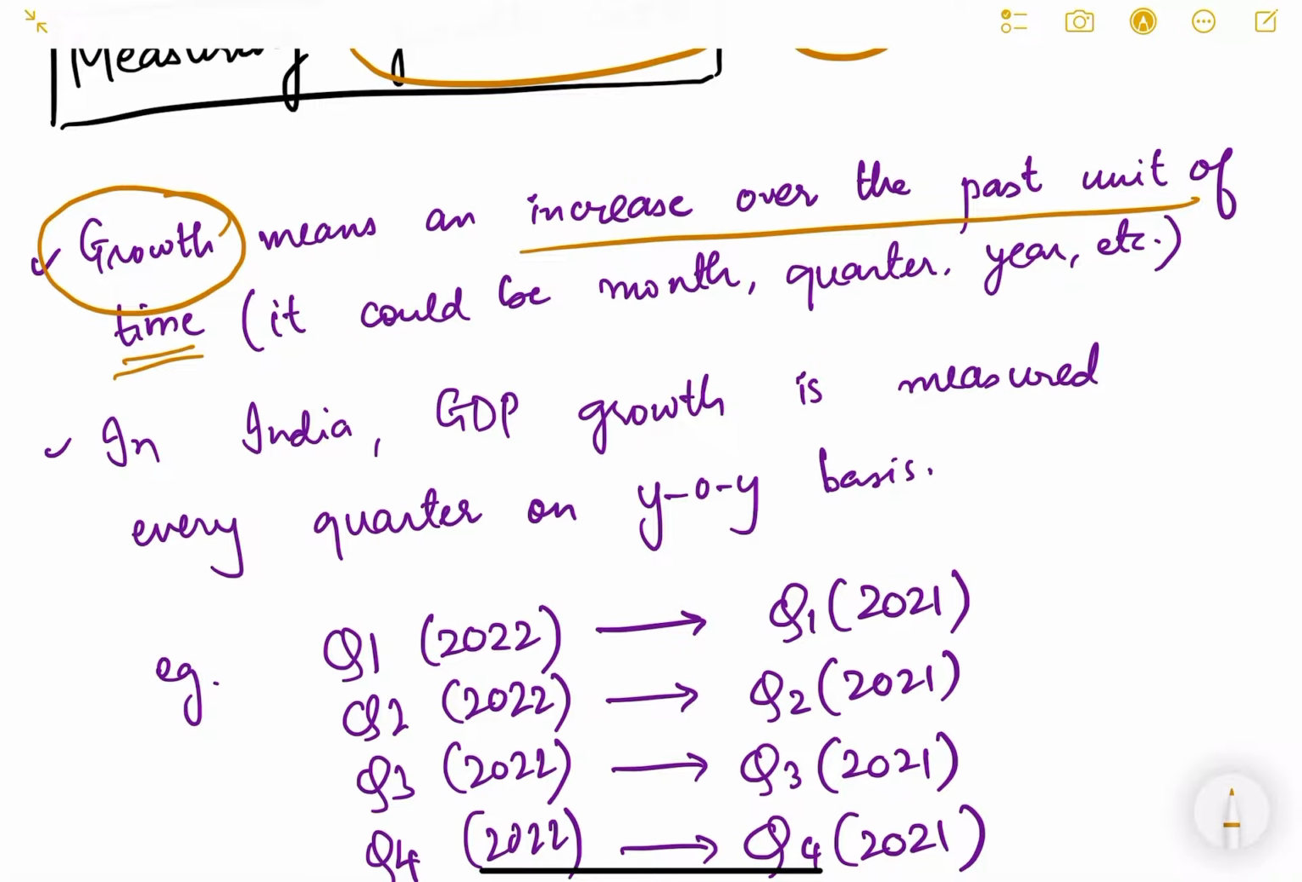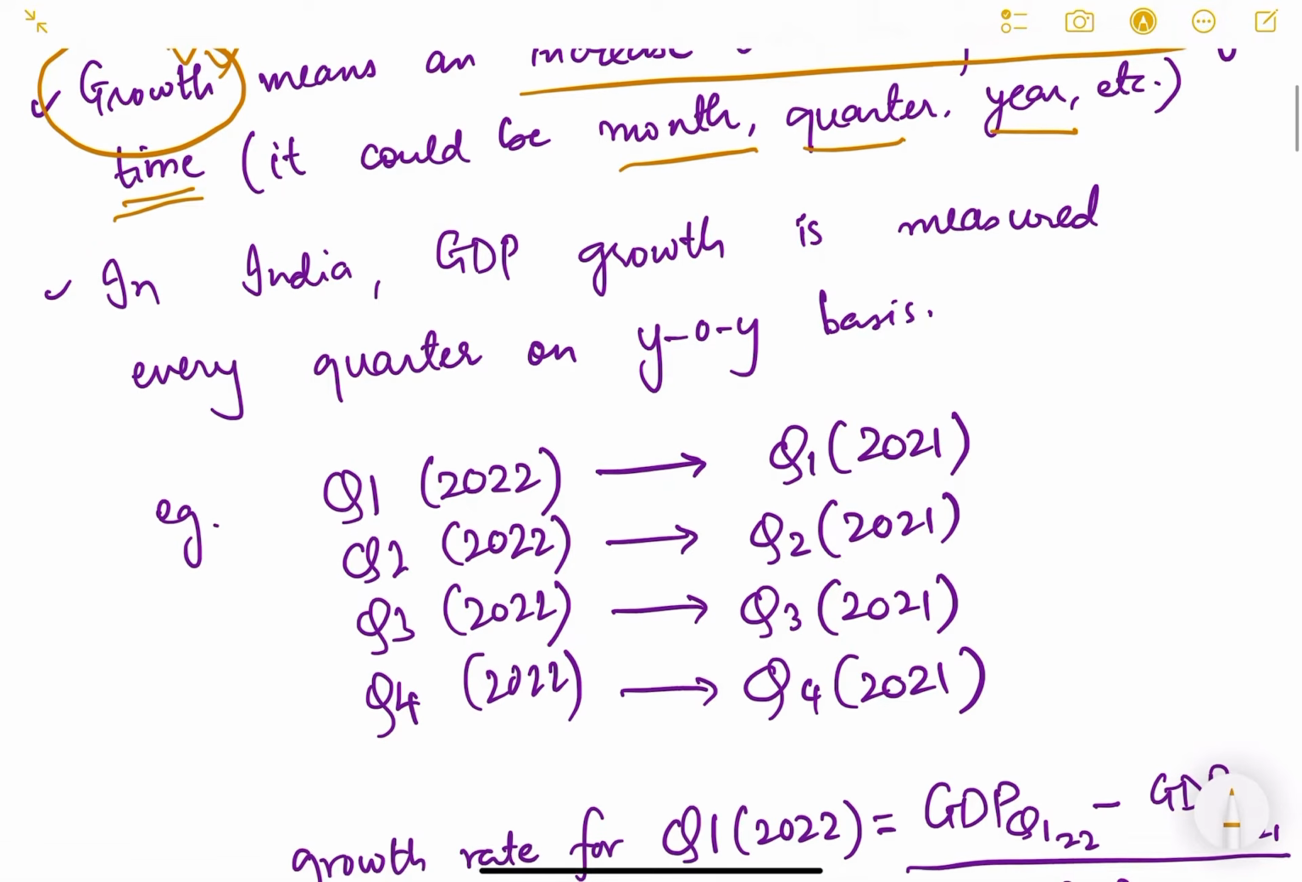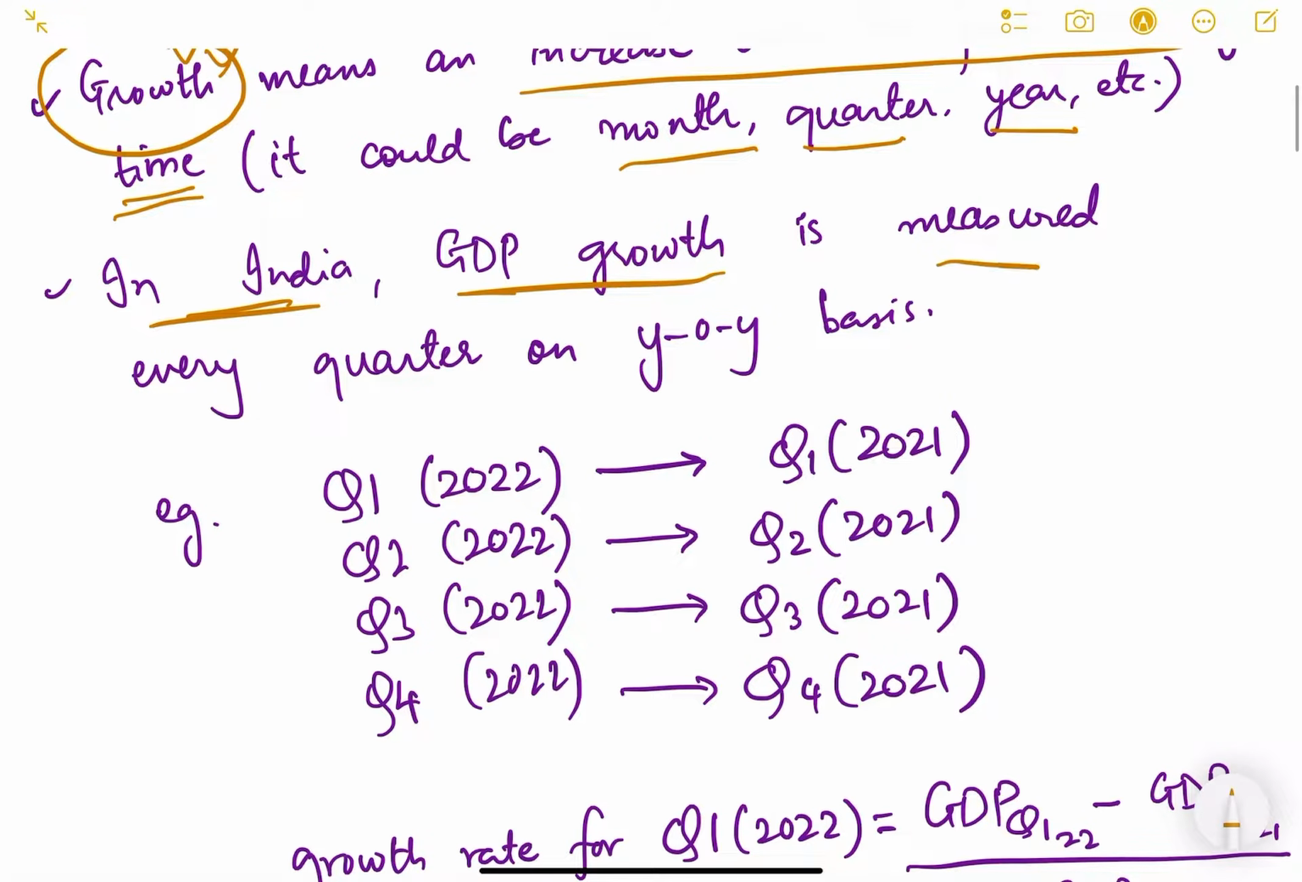Growth means what? An increase over the previous year or previous quarter, previous month. So that is basically the growth. It can be month, it can be quarter, it can be year. We are comparing it with something in the past, right? That is growth. In India, GDP growth is measured every quarter on a year on year basis.